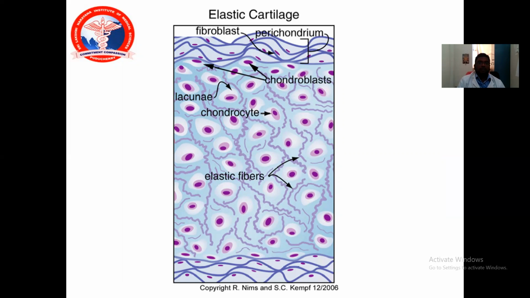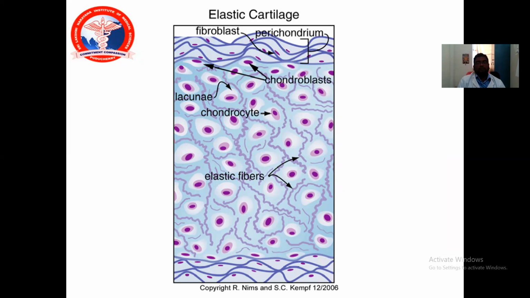Here also you would be able to get the chondrocytes, and at the periphery you would get the chondroblasts. Examples for this are your epiglottis and your pinna. So these are the two examples for elastic cartilage.